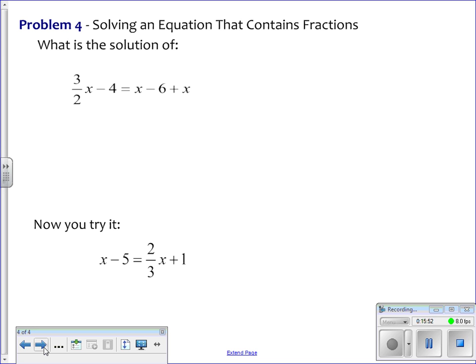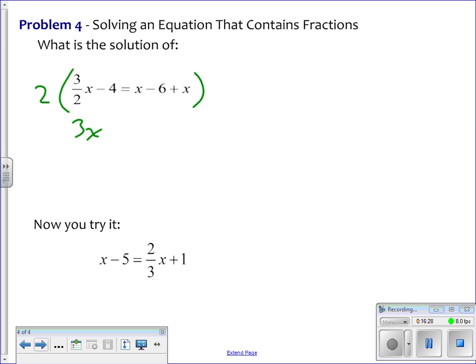Multiplying isn't too bad. Dividing's not too bad. Here's what you need to do. Whenever I have fractions, and this goes for any time, first step I do is get rid of them. Multiply through by your common denominator. If I have more than one fraction, I have to find a common denominator. I only have one fraction. What's my denominator? 2. So I multiply everything times 2.